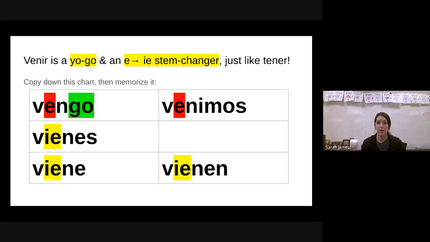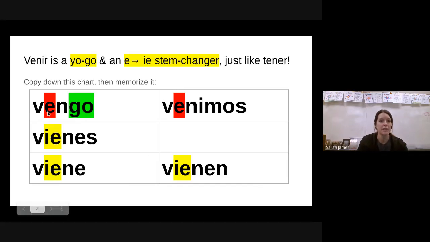So here's all the things highlighted for you. Okay, so venir is a yo-go, like I told you, just like tener. So that means the yo has go at the end, just because veno sounds weird. So they change it to vengo. And just like in tener, teno sounds weird. So they changed it to tengo. Okay, E to IE stem changer, just like tener, that means it's the shoe verb. But since we have a yo-go, it's a low top shoe verb. I'll show you that on the next slide with my shoe drawing.